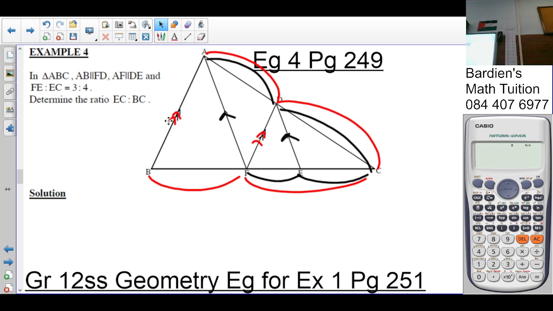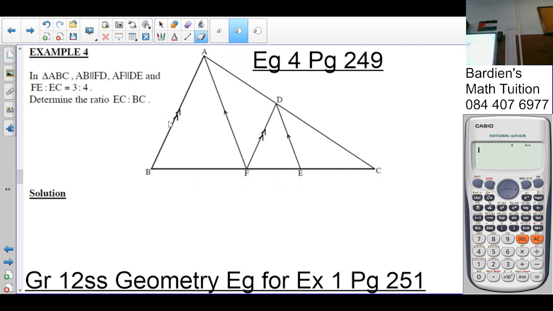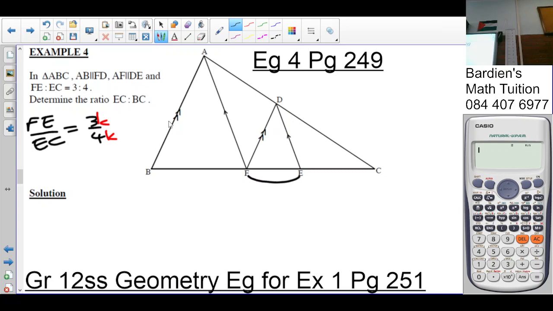Then we are also told that FE over EC is equal to 3 over 4. Okay? And what did I say yesterday? That I'm going to introduce a K. So FE, this length here, is going to be 3K, as we introduce a K factor there. And EC is 4K, which means to say FC is 7K if needed.